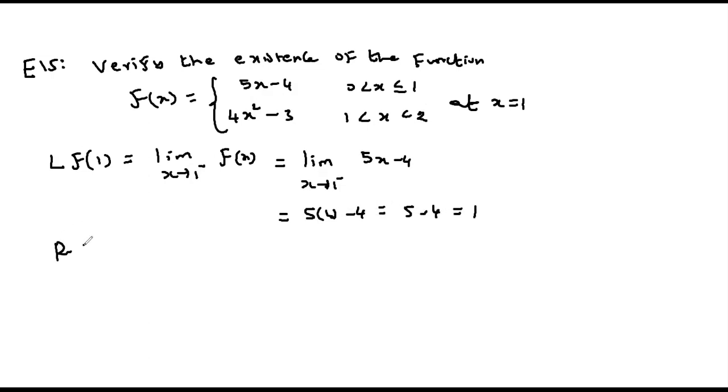Next அதே மாதிரி R of f of 1. R of f of 1 means limit x tends to 1 plus of f of x. That is equal to limit x tends to 1 plus. 1 விட கிரேட்டரா உள்ளதுக்கு ஃபங்க்ஷன் என்னது அப்படின்னு பார்த்தா, இந்த tends to சிம்பிள் வந்து கிளியரா போடணும்.